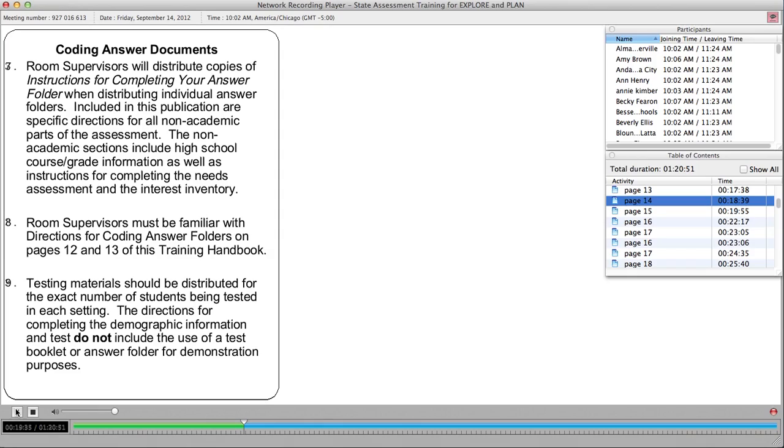Make sure that room supervisors are familiar with directions for coding answer folders on pages 12 and 13 of this training handbook.